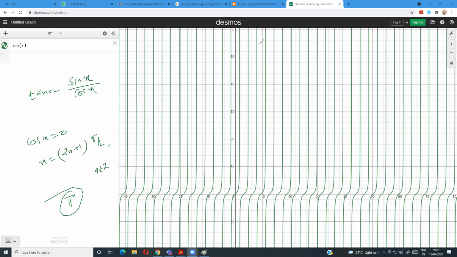So the important thing I want to tell you here is that trigonometry functions are normally not 1-1 and not onto. So then how can we define the inverse of a trigonometric function?